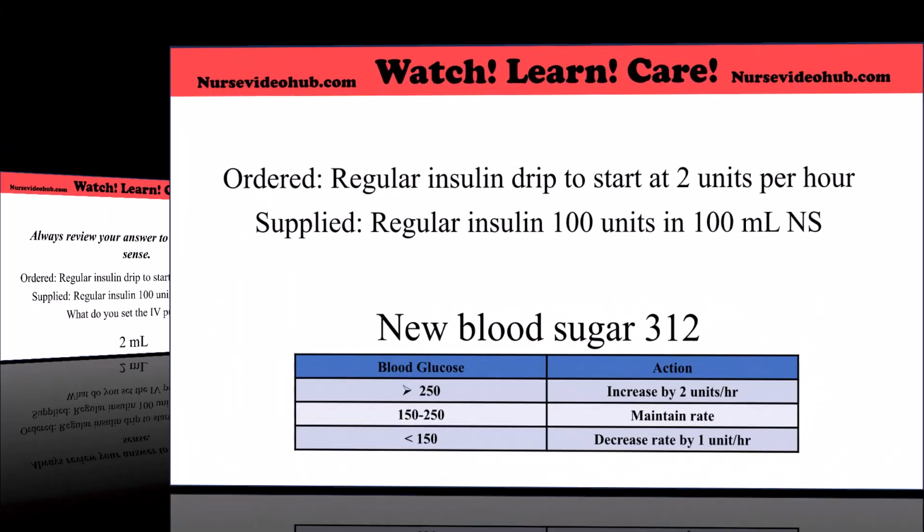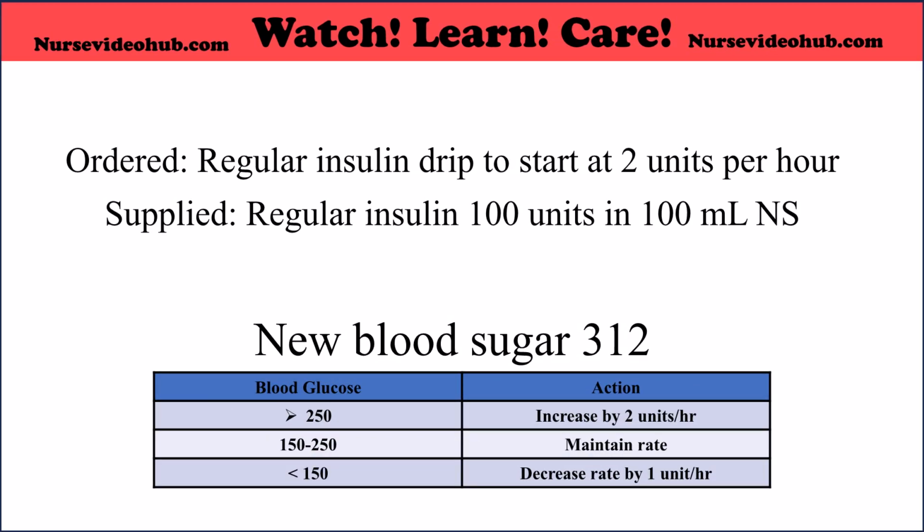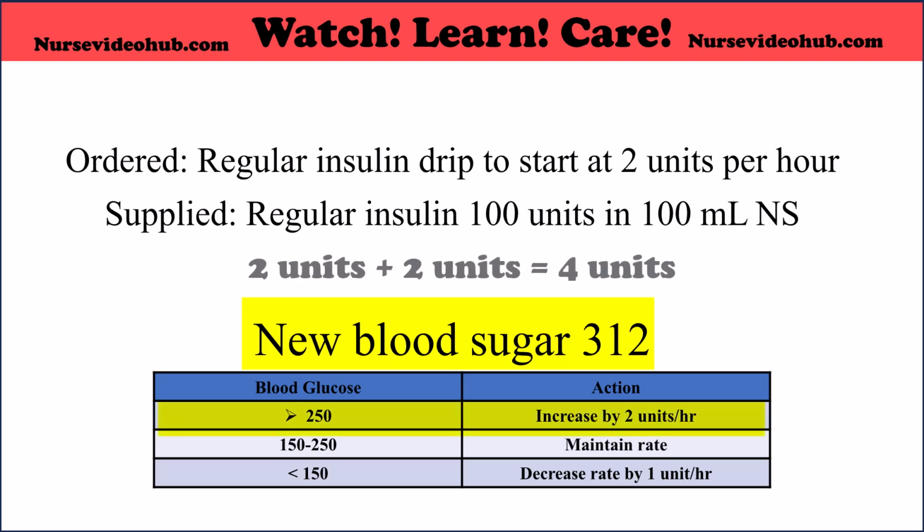Now we have the same problem, but you need to adjust the infusion rate based on the patient's blood sugar level. The patient's blood sugar is 312. Looking at the protocol, the desired amount should be increased by 2 units per hour. So, you would add 2 units to the already 2 units per hour for a total of 4 units per hour.